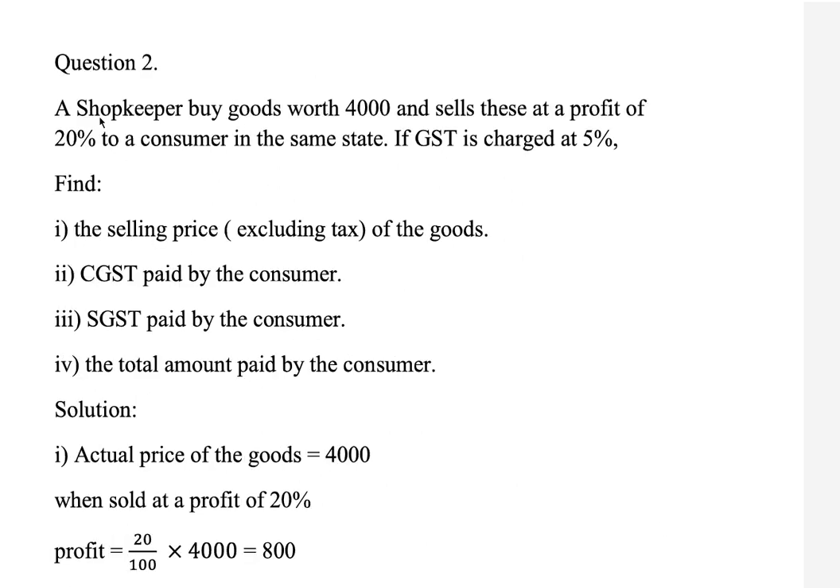Come to the next question. A shopkeeper buys goods worth rupees 4,000 and sells this at a profit of 20% to a consumer in the same state. If GST is charged at 5%, find out the selling price, that is excluding tax of the goods, CGST, that is central goods and services tax paid by the consumer, SGST, that is state goods and services tax, C for central and S for state, okay, paid by the consumer, total amount paid by the consumer.